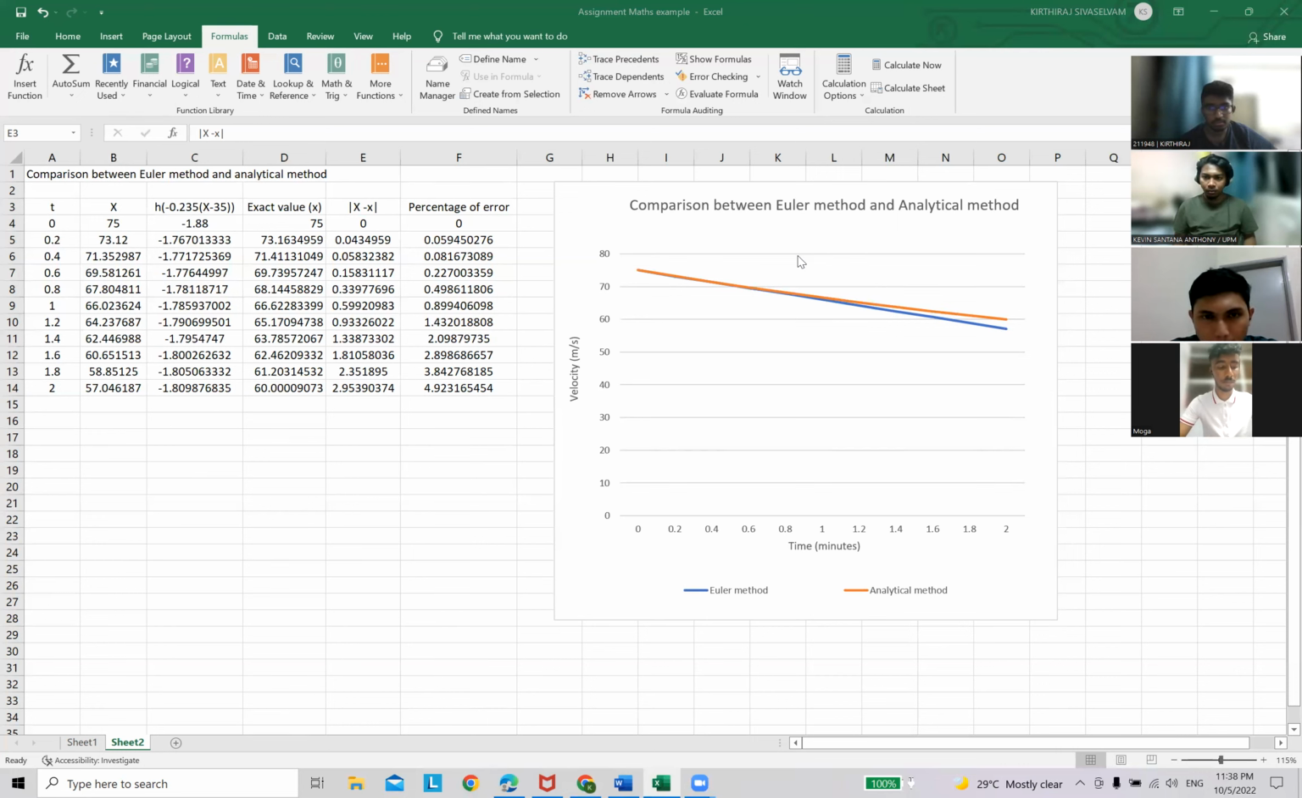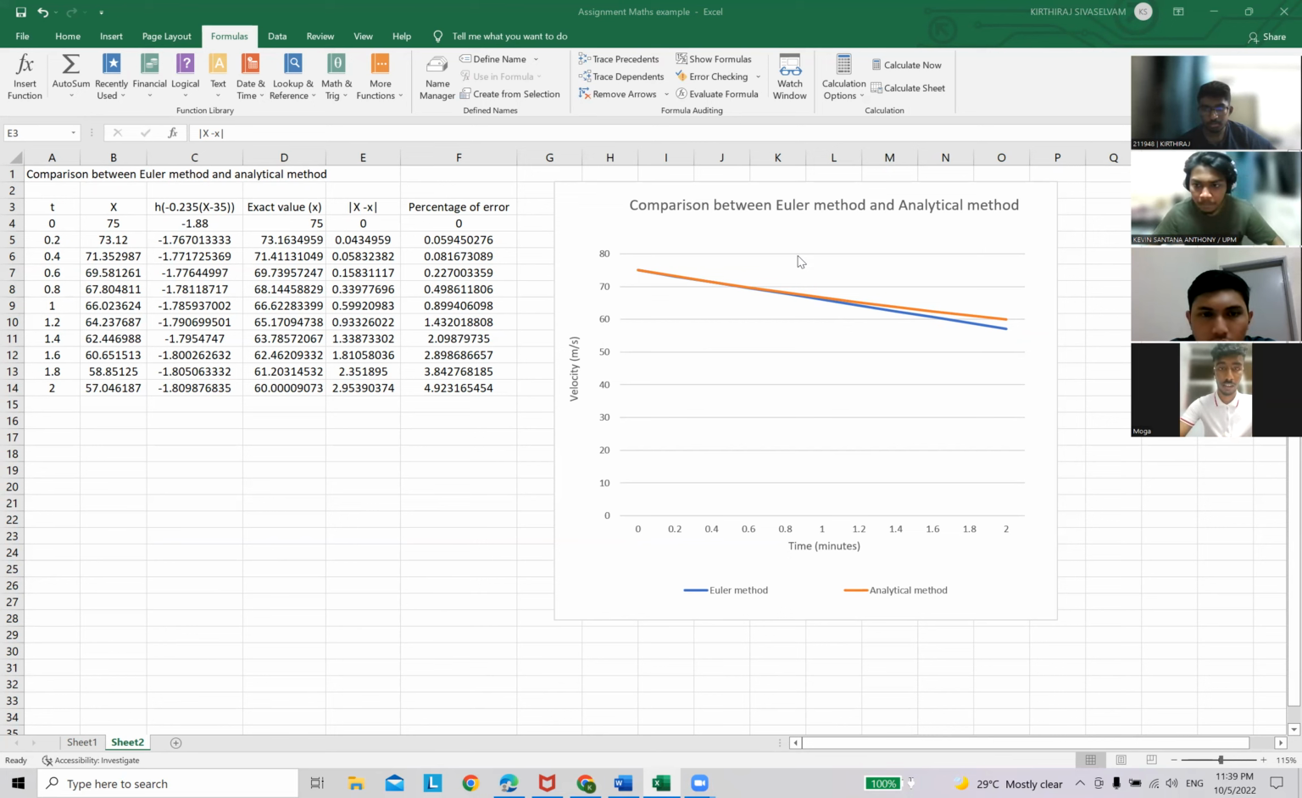As we can see from the table, at second minute, the temperature we calculated using Euler's method is 57.046 degrees Celsius. Whereas using the analytical method, I've received the exact value of temperature, which is 60 degrees Celsius. As the time increases, the percentage of error also increases. At second minute, we received the percentage of error, which is 4.923%, as shown in the Excel.